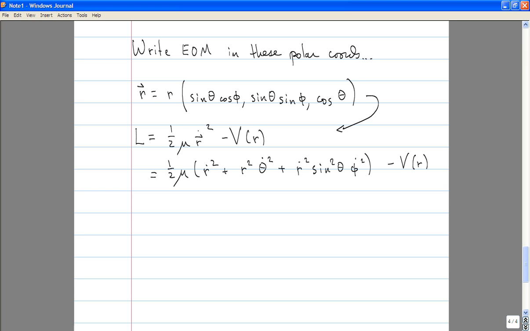So we can then proceed to write the equations of motion for r dot, theta dot, and phi dot. Let me just write down the r equation of motion. So the r equation of motion says that 0 is the time derivative of the Lagrangian with respect to r dot, which is mu r double dot, minus the derivative of the Lagrangian with respect to r.